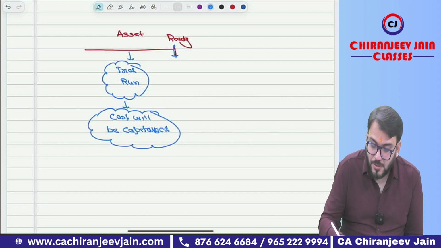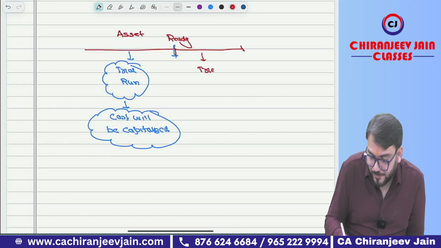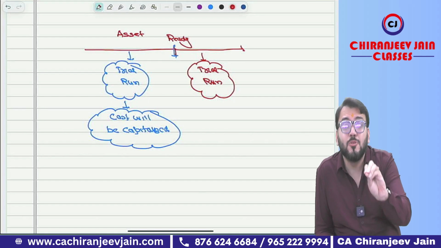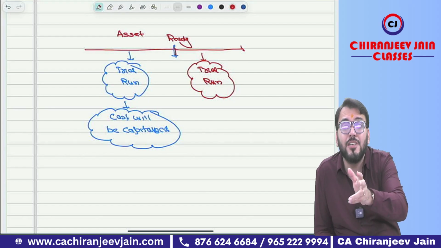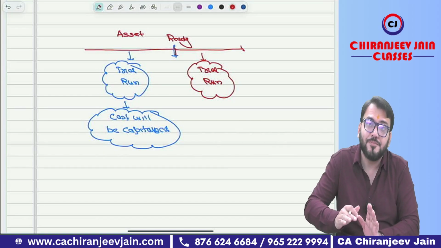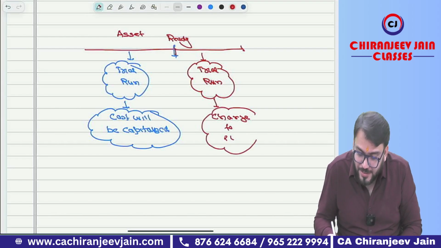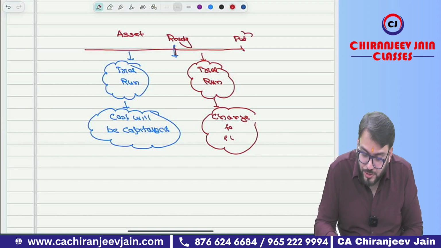Understood now? Now after the asset is ready for its intended use, if you are doing any trial run only for identifying how attractive it is to the public at large, like the amusement park, they have done one soft opening and started a trial run only to understand how attractive it is to the public or not, means it was ready and you have done one trial run, this will be charged to PL. I have already said any cost incurred after the asset is ready till the asset is actually put to use will be charged to PL.